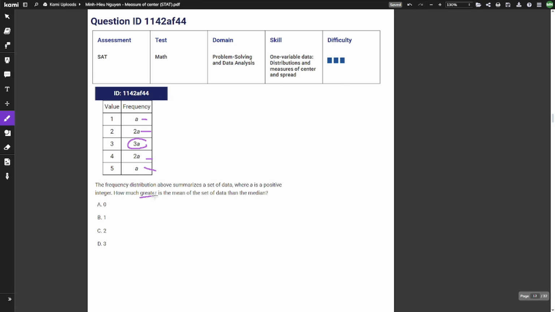So how much greater is the mean compared to the median? Well, they're both the same. So our answer is A, where there's zero difference.